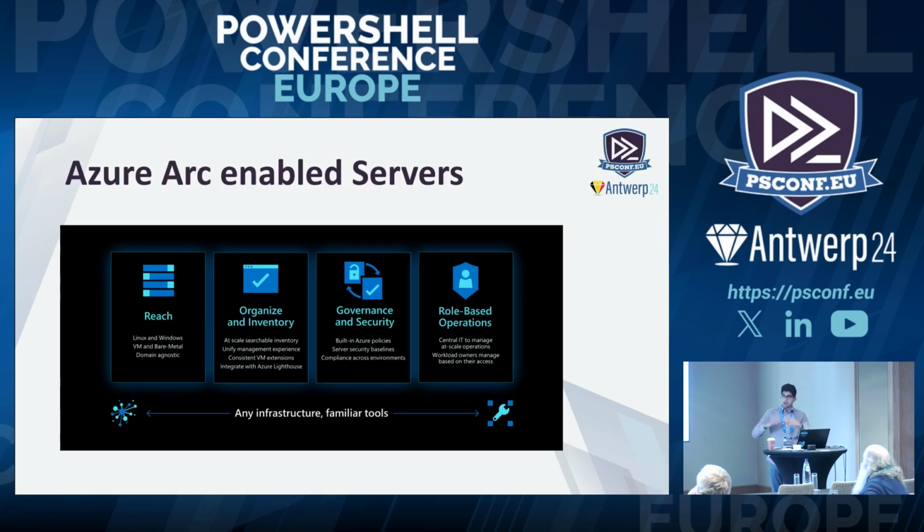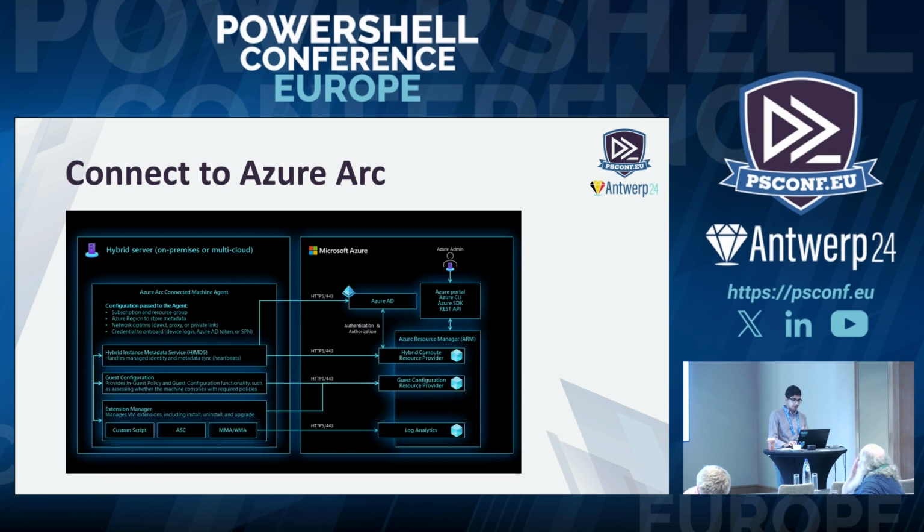And that's this product called Arc-enabled servers. And so Arc server, again, as I mentioned, works across Linux and Windows, VM and bare metal. It's domain agnostic. Right off the bat, you get that organizational inventory capability with VM extensions. It integrates into Azure Lighthouse as well, which is the sort of multi-tenant capability. And it comes with Azure policies, security baseline, compliance, and integrates natively into Entra, right? From a RBAC perspective as well. So a lot you get right out of the gate with Arc servers.